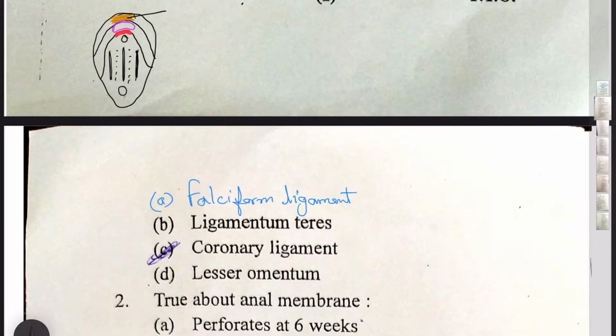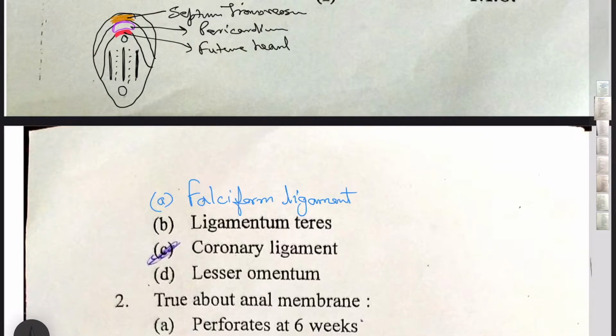This is going to develop into a septum transversum. This will develop into pericardium, and this is the future heart, which actually forms heart tubes initially. So septum transversum, you can see it's being developed in the most cranial portion of the embryonic disc, from the cranial most portion of the somatopleuric layer of the intraembryonic mesoderm.